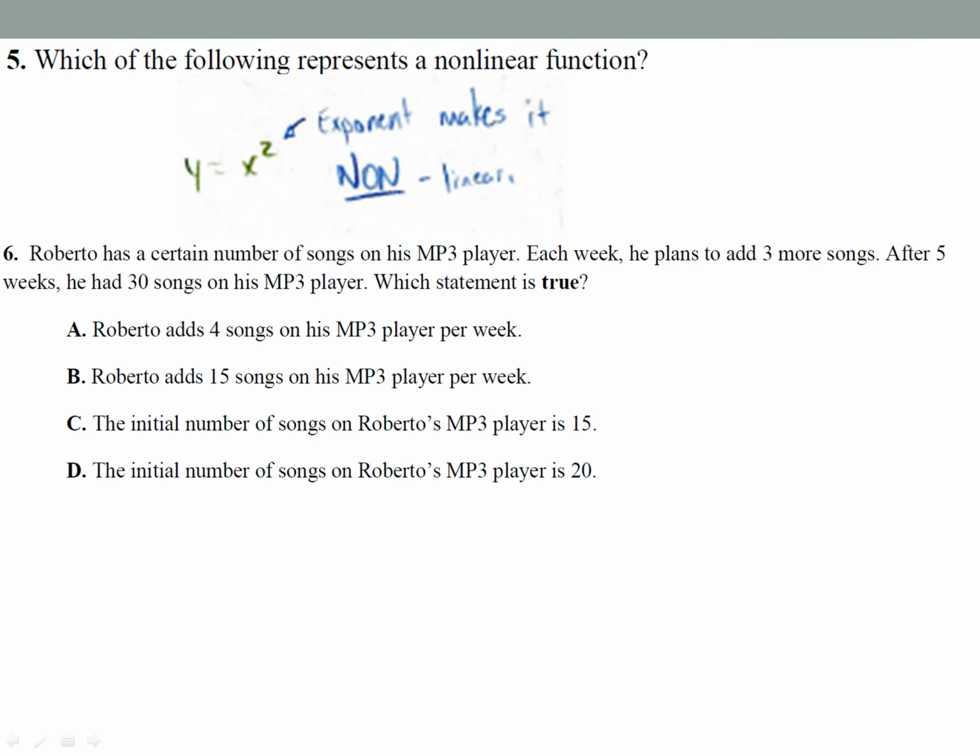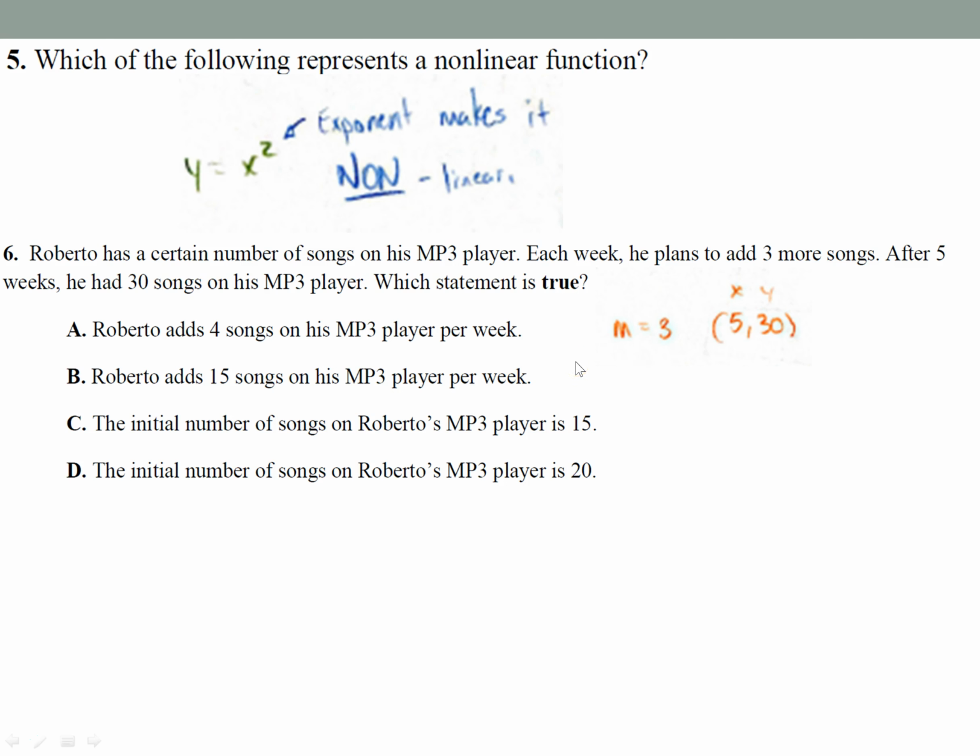Now number 6 seems like it's super complicated, but it was really what we went over on the very last couple of days of this chapter. And I have a slope, or a rate of change, because he's adding 3 more songs. See, each week he adds 3 more. This is our key to knowing that that is our slope. And after 5 weeks, he has 30 songs. So then I have 5, 30, and that is my x, y.